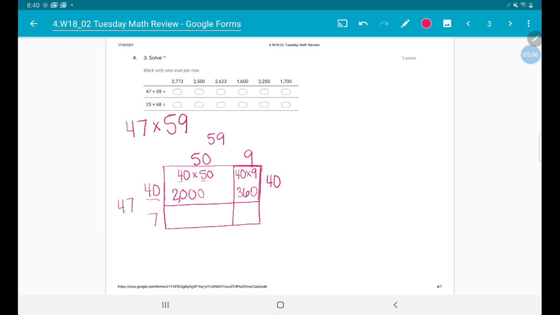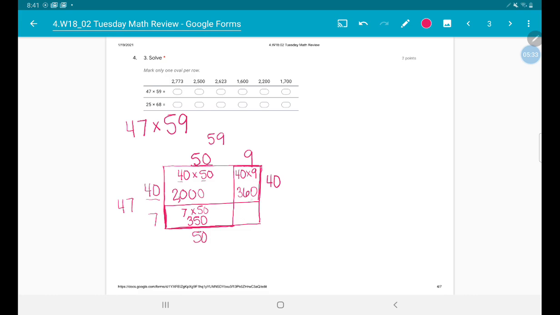Now I need to find the area of this section down here. Now this is 7. And this side is 50, because if this is 50, then that has to be 50 as well. So we'll do 7 times 50. 7 times 5 is 35, and I add a 0 to the end. So the area of that section is 350.